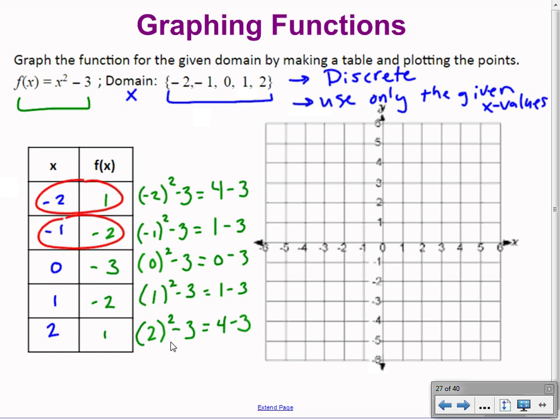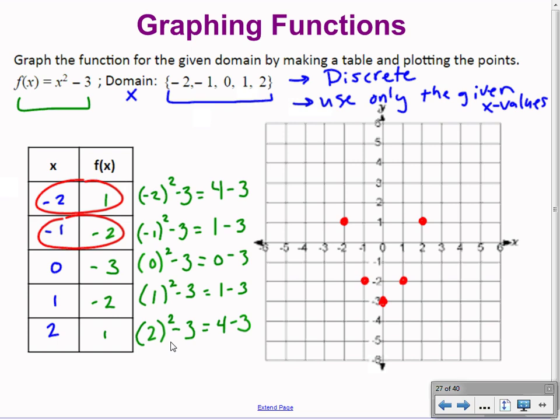That's our graph. So we have -2, 1. We have -1, -2. We have 0, -3. 1, -2. And 2, 1. And remember, we're leaving this graph discrete. We are not connecting the points because if I connect the points, my domain will grow. And I want my domain to remain these 5 values that were given to me. The -2, -1, 0, 1, and 2. So this would be it for the problem.